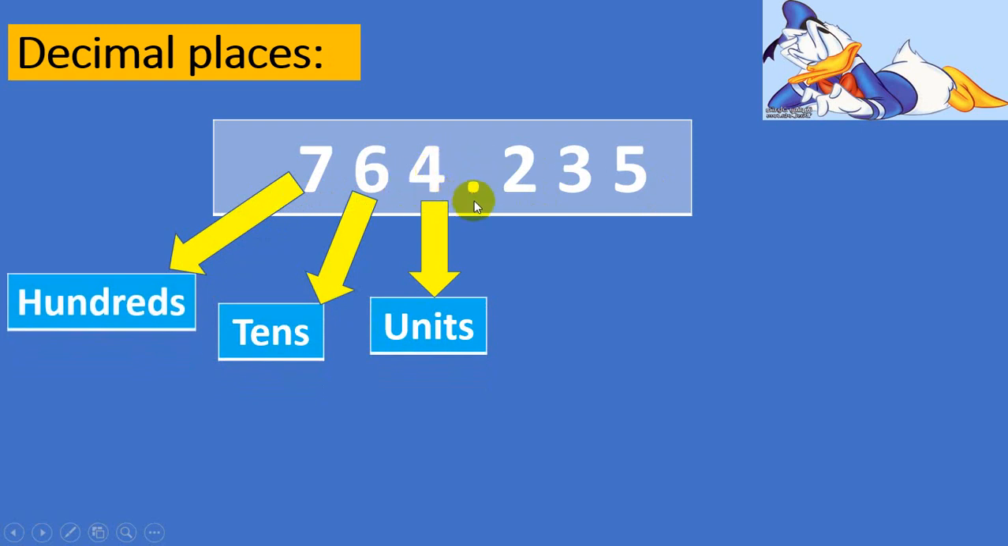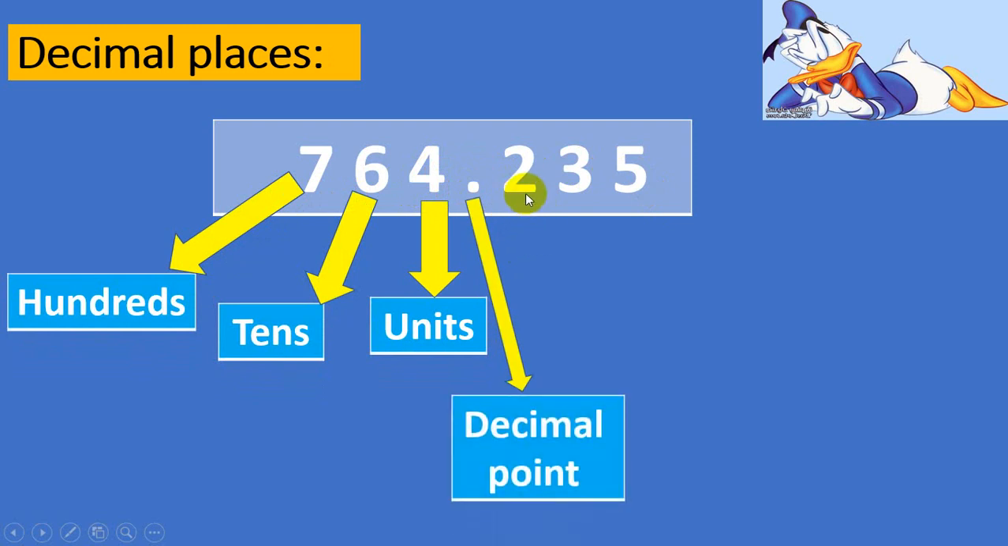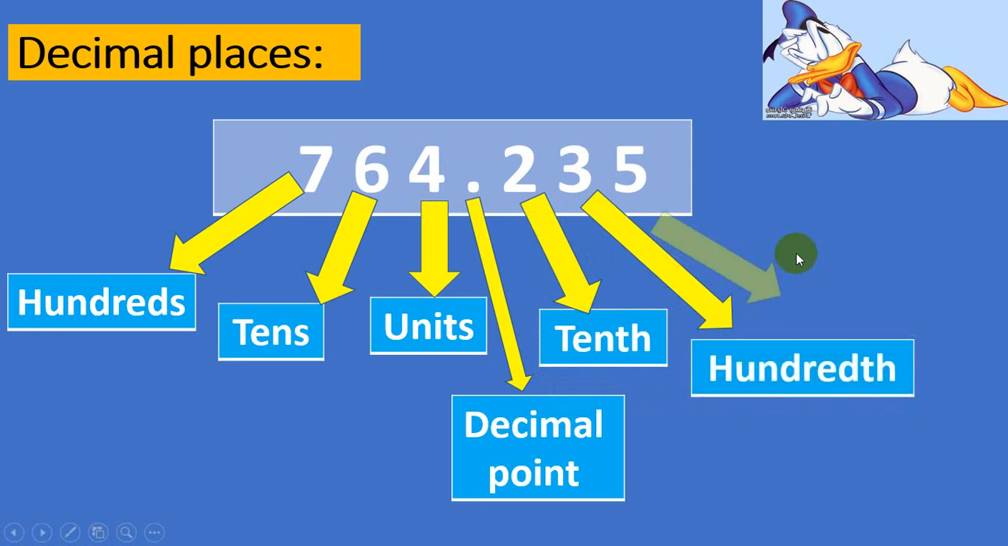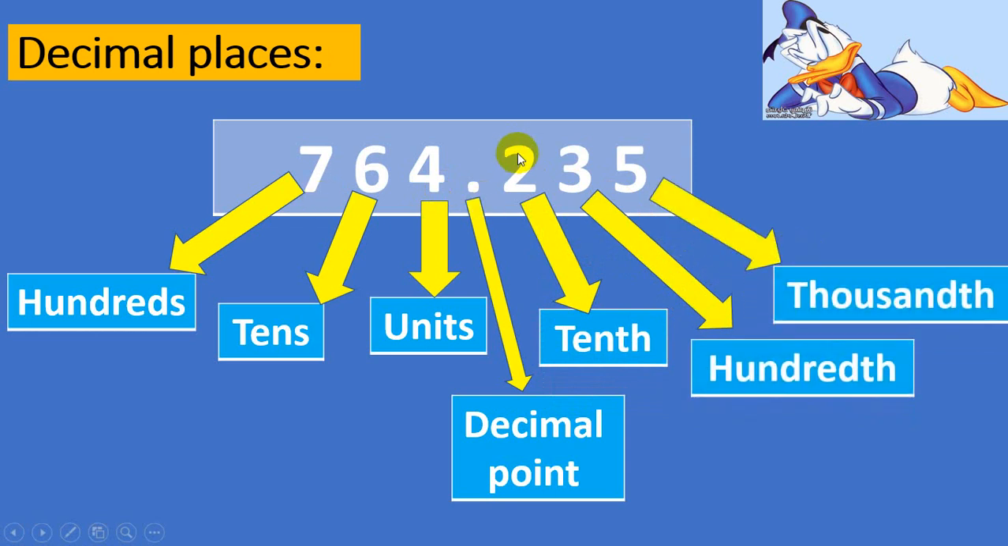After the whole number we have decimal point, and just after the decimal point we have tenth place. After tenth we have hundredth place, and after hundredth we have thousandth place. The tenth place means we have one decimal place. Hundredth place means we have two decimal places. Thousandth place means you have 3 decimal places.